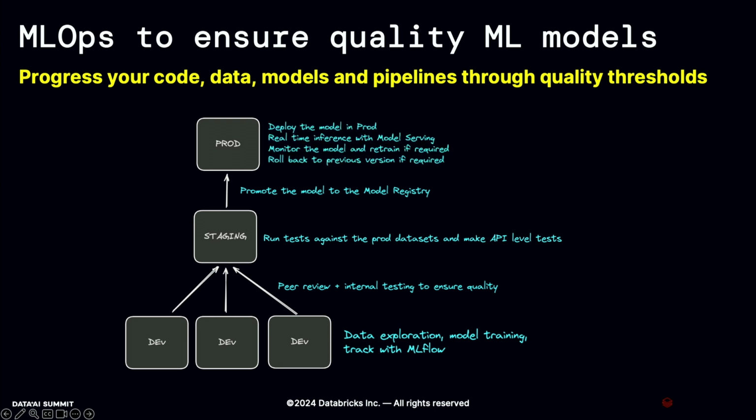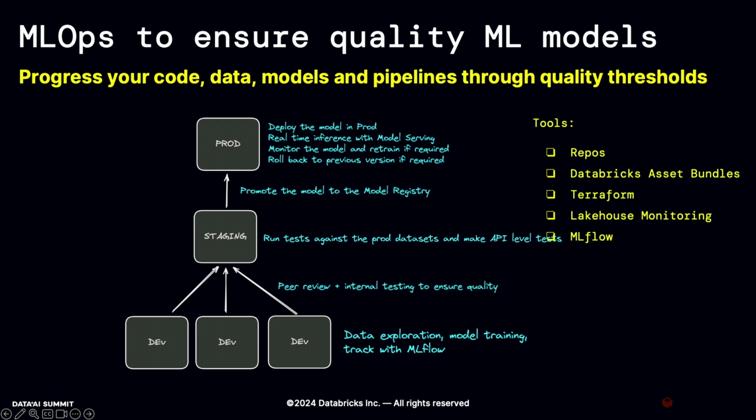And so once it's in prod, you can do some real-time inference with model serving. You should monitor the model and retrain if required. So for this, use Lakehouse monitoring. And because you made sure to track everything using MLflow, you can always roll back to previous versions of the model if required. And the tools that you're going to use are the usual suspects that we just saw: repos, DABs, Terraform, Lakehouse monitoring. But of course, here, MLflow is crucial to machine learning.